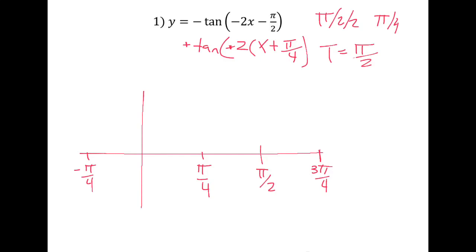Tangent is sine over cosine. Sine's first value is 0, which means tangent's first value is 0. So I need to start at -pi over 4, and I need to be 0. One full period later, I should be back at 0, so that means after going pi over 2 to the right, I should have another 0. So at this pi over 4 right here, I should have another 0. And I could even do another full period to the right and put another 0 right there.